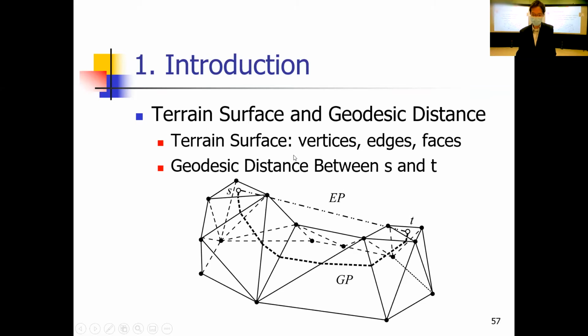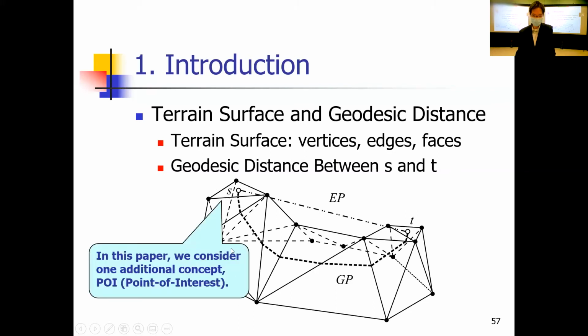Here in the terrain surface, I need to introduce some concepts. Vertices, as I mentioned, are the corners of the triangles, the black color dots. Edges, as I mentioned, are just lines, this line and this line. The lines are in the triangles. Faces means the triangles, so each triangle is a face. And geodesic distance between S and T, as we mentioned, is just the length of this geodesic path.